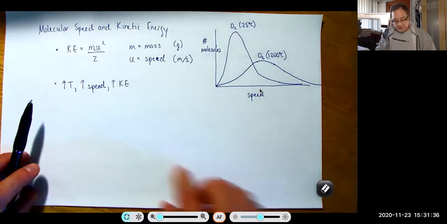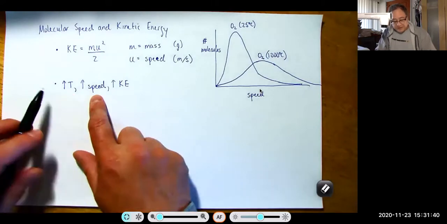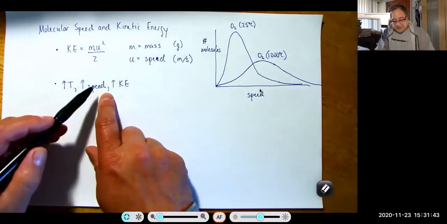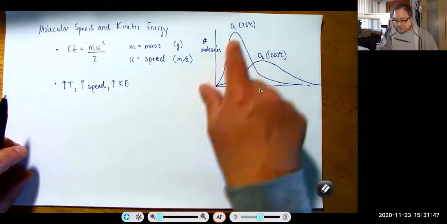Okay, so what this means is if you increase the temp, you're going to increase the speed, and if you increase the speed, you increase the kinetic energy. So here's the chart that kind of shows you that.